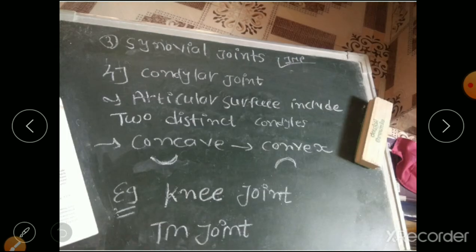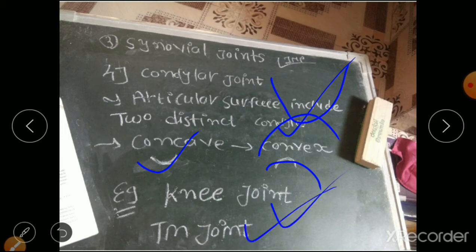Fourth type in synovial joint is the condylar joint. The articular surface includes two distinct condyles, that is concave and convex. Concave means this shape and convex means this shape. So the joint is such that one shape fits inside the other, that is the condylar joint. Examples are the knee joint and the TM joint, that is the temporomandibular joint of the jaw.